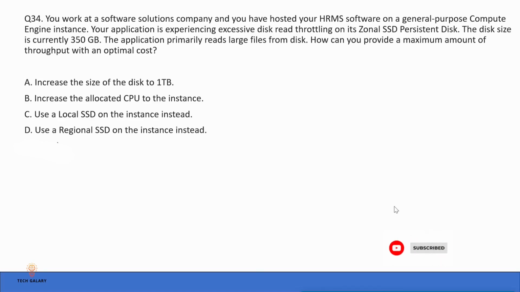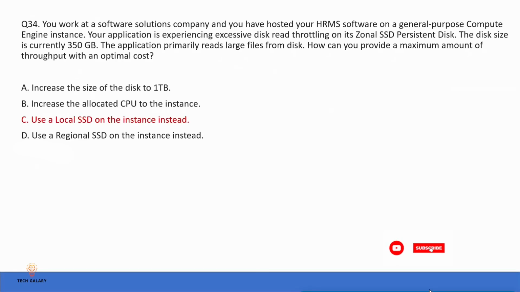You work at a software solutions company and you have hosted your HRMS software on a general purpose compute engine instance. Your application is experiencing excessive disk read throttling on its zonal SSD persistent disk. The disk size is currently 350 GB. The application primarily reads large files from disk. How can you provide a maximum amount of throughput with an optimal cost? These are the options available. And the correct option is option C, use a local SSD on the instance instead. Now let's take a look at each of these options.